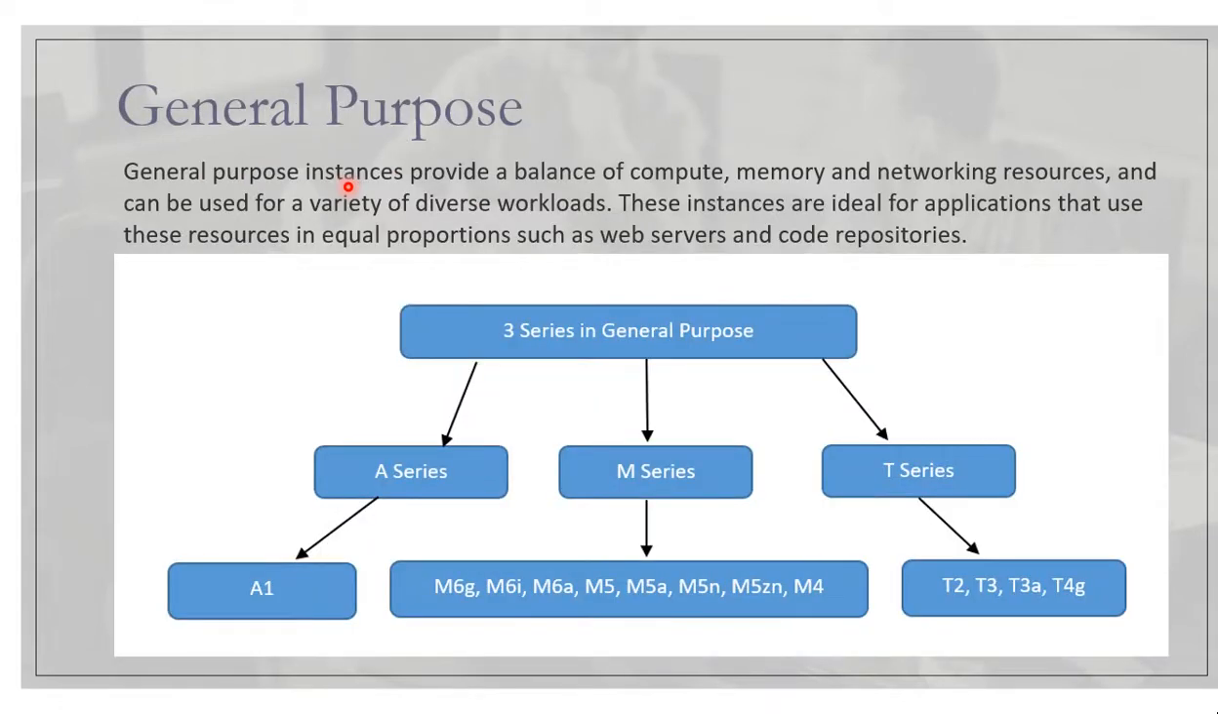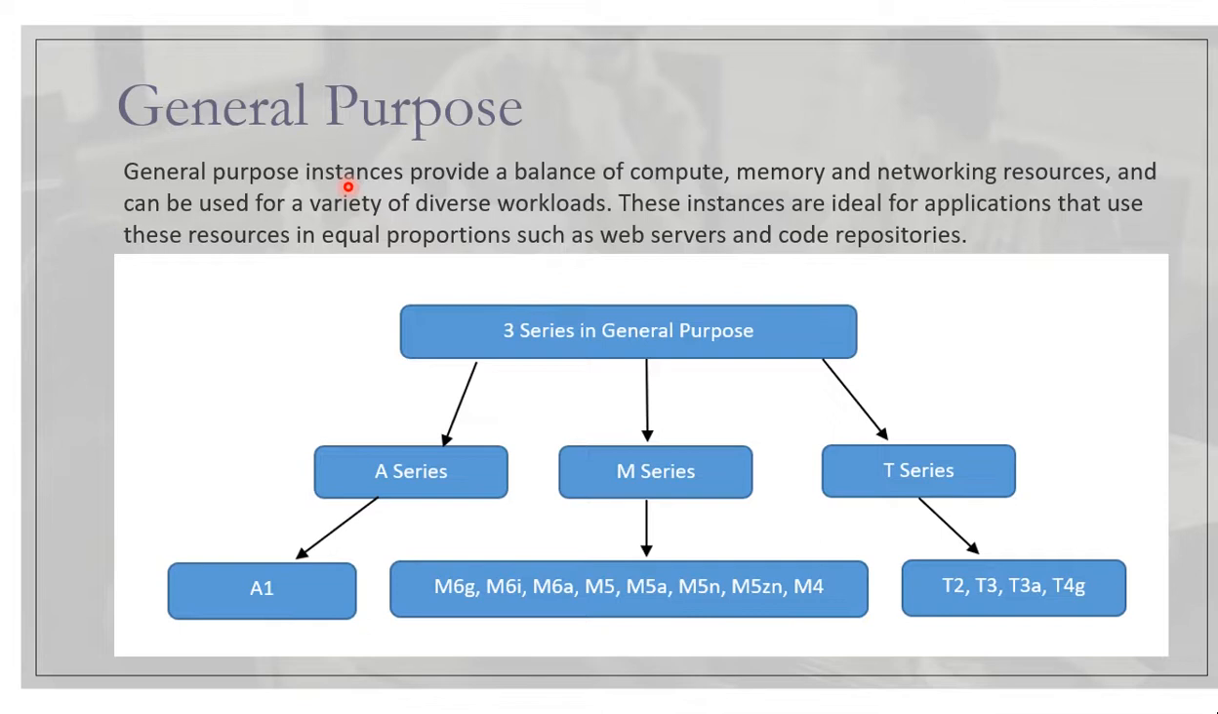General purpose, as the name suggests, is an instance type category ideal for general purpose tasks. So what could be my general purpose task? I may go for a dev server, a development server, and this general purpose instance would be good enough. A testing server, or a server for my code repository, or a web server. For all these requirements, a general purpose instance is good enough, right?